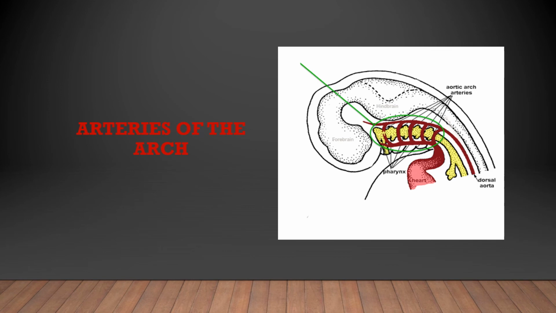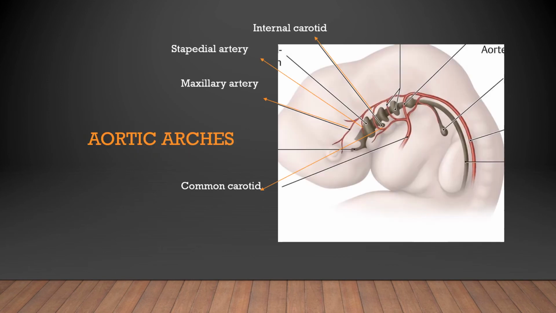So now we will see. This is the first arch. The first arch is traversed by the maxillary artery. Most of it regresses, and only a small part of the maxillary artery remains and supplies. The second arch is traversed by the stapedial artery, and here also most of the artery regresses. Then the third arch: towards the ventral part the common carotid artery travels, and towards the dorsal part the internal carotid artery travels.